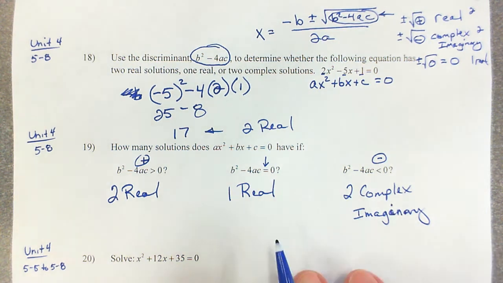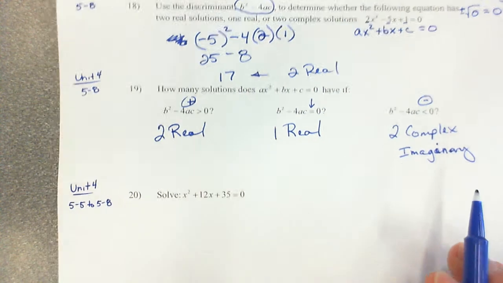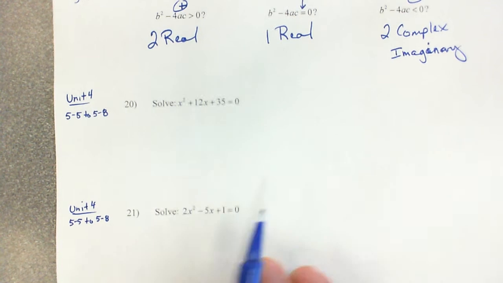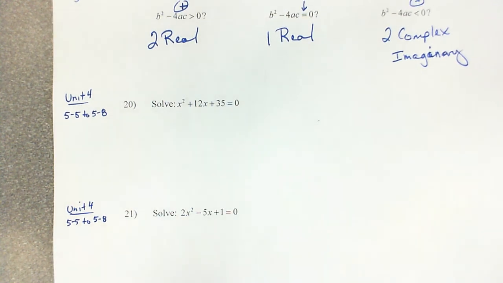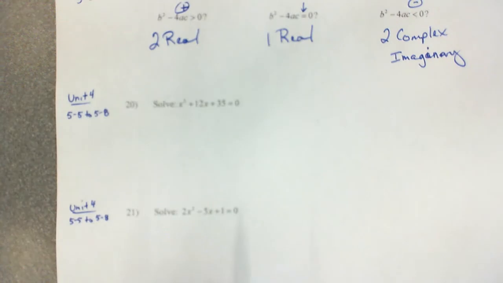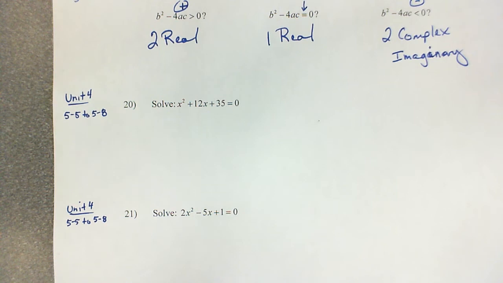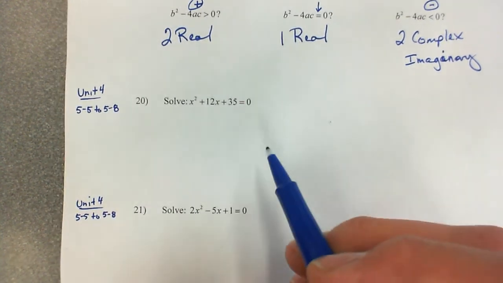Now, in the next question, they ask us to solve. So, number 20, we're asked to solve. The first way we should try to solve is by factoring if possible. So let's see if this thing factors.